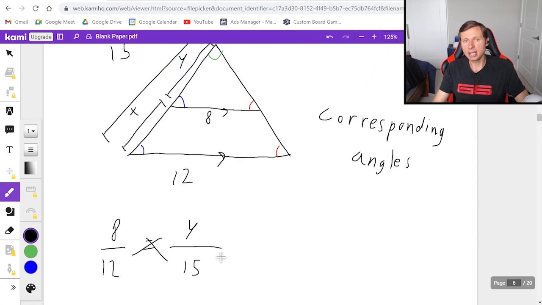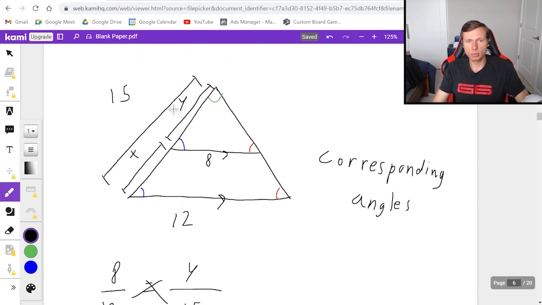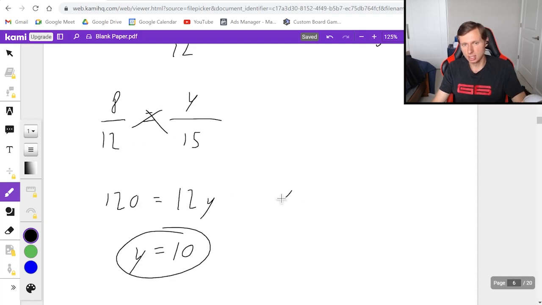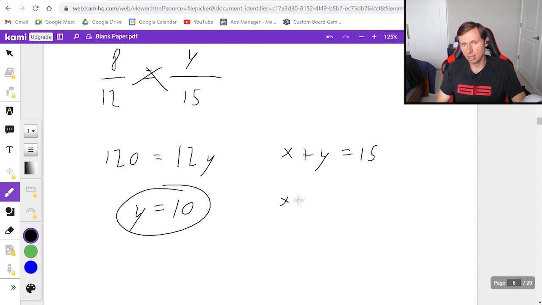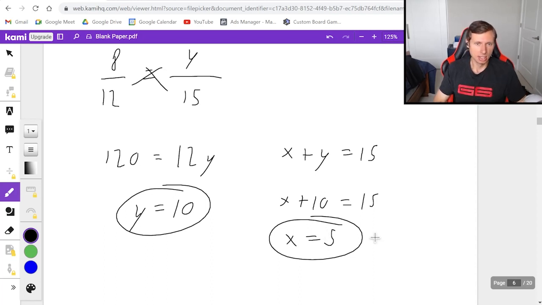And then if you want to find x, just remember, x plus y equals the total 15. We just said that y is 10. So x plus 10 equals 15, which means that x equals 5. Not so bad. So hopefully you have a better understanding now of similar triangles.